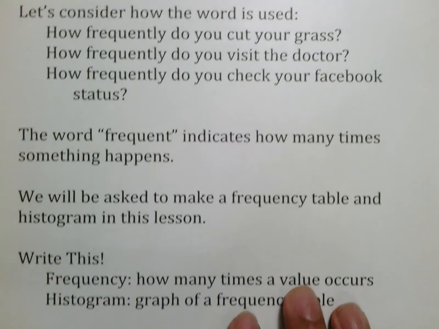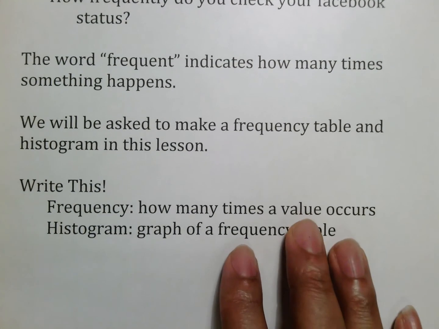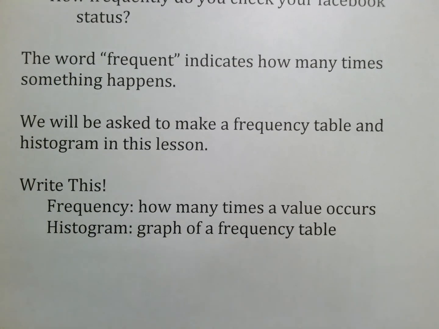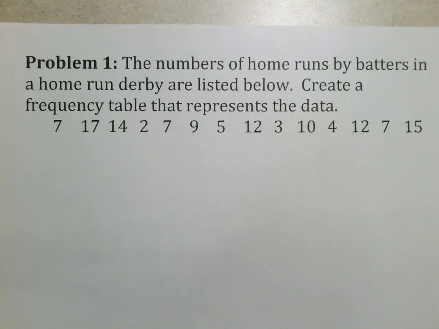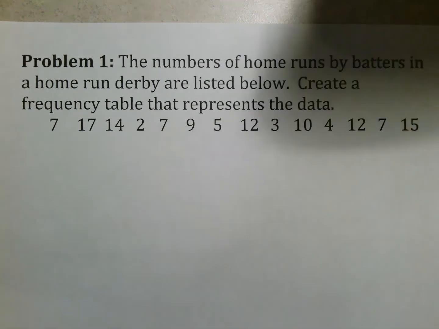We will be asked to make a frequency table and a histogram in this lesson, and you want to write this down for yourself, where frequency again means how many times a value occurs, and a histogram is just a graph of a frequency table. So when they say make a histogram of this data, you're going to have to make a frequency table first, which just tells you how many times each value occurs, and then you have to make a graph of that in order to get your histogram done. So with that understood, like I said, stop me if you have not had time to write all this down, but other than that, I think this is one of those things that's easy enough and best learned by just doing it.